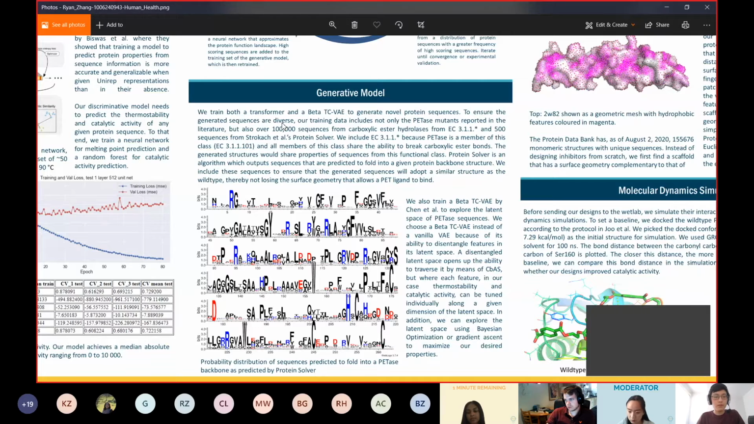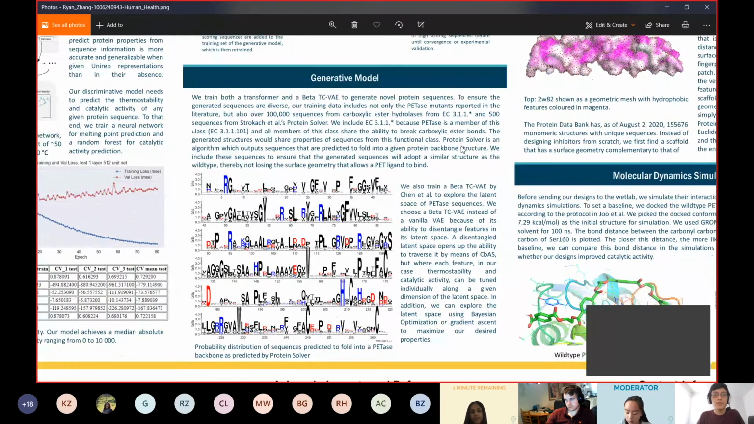and our generative model is, we tried various different model architectures. So we trained both a transformer, GPT-2, and a beta TC VAE to generate novel protein sequences. So these models basically take a very large number of sequences, and then they allow you to generate sequences from that.